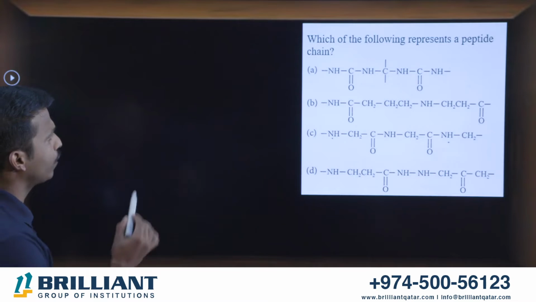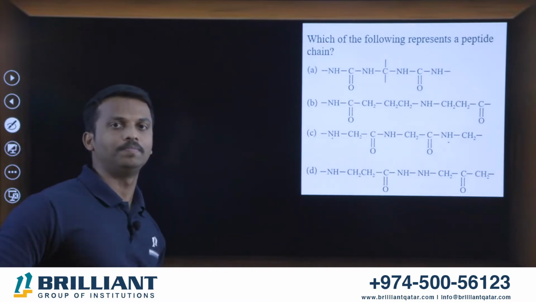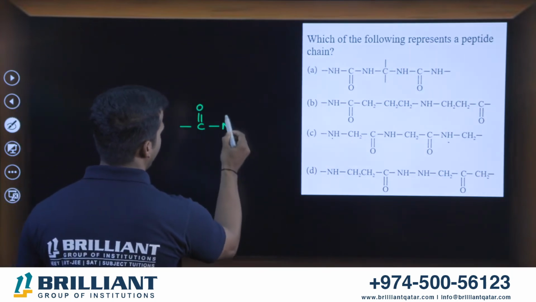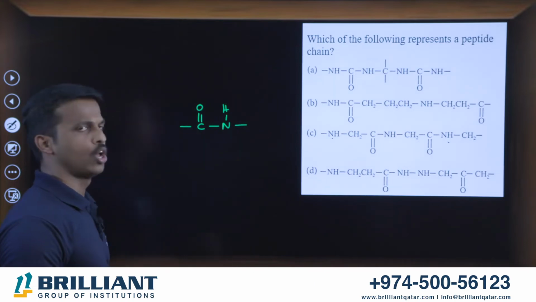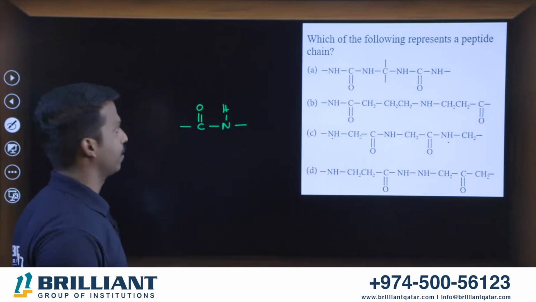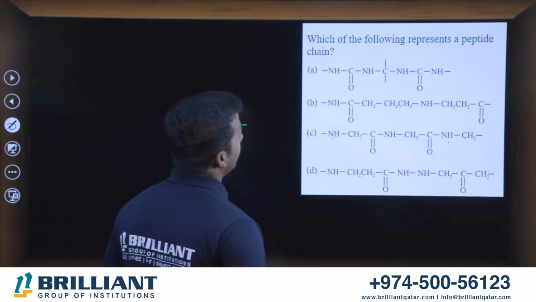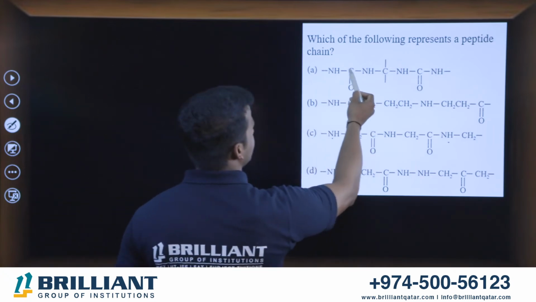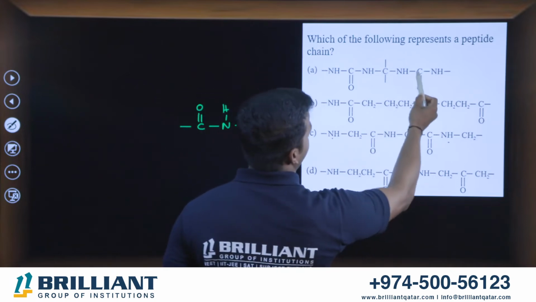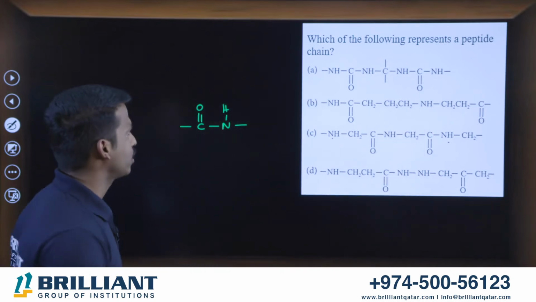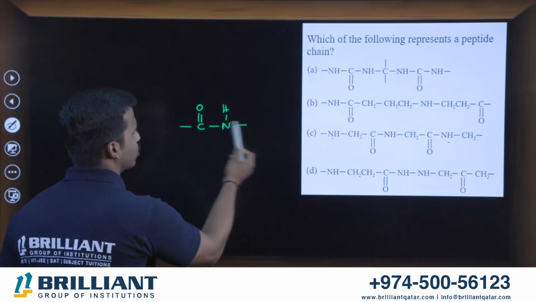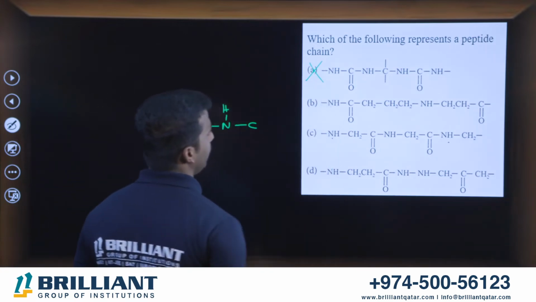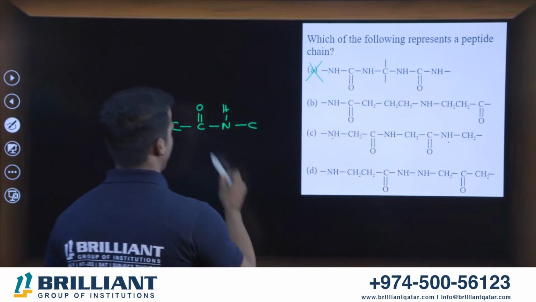Next question. Which of the following represents a peptide chain? As I told you, a peptide chain contains which interaction? CONH linkage. This is called peptide linkage or amide linkage. This is the connecting part. Can you see here? NHCONH. One more NH is there. NHCONH. Possible? Right, dear students? CONH only. The other part will mostly be carbon-containing compounds. So this is not possible. Option B, NHCO carbon, yeah, correct one.